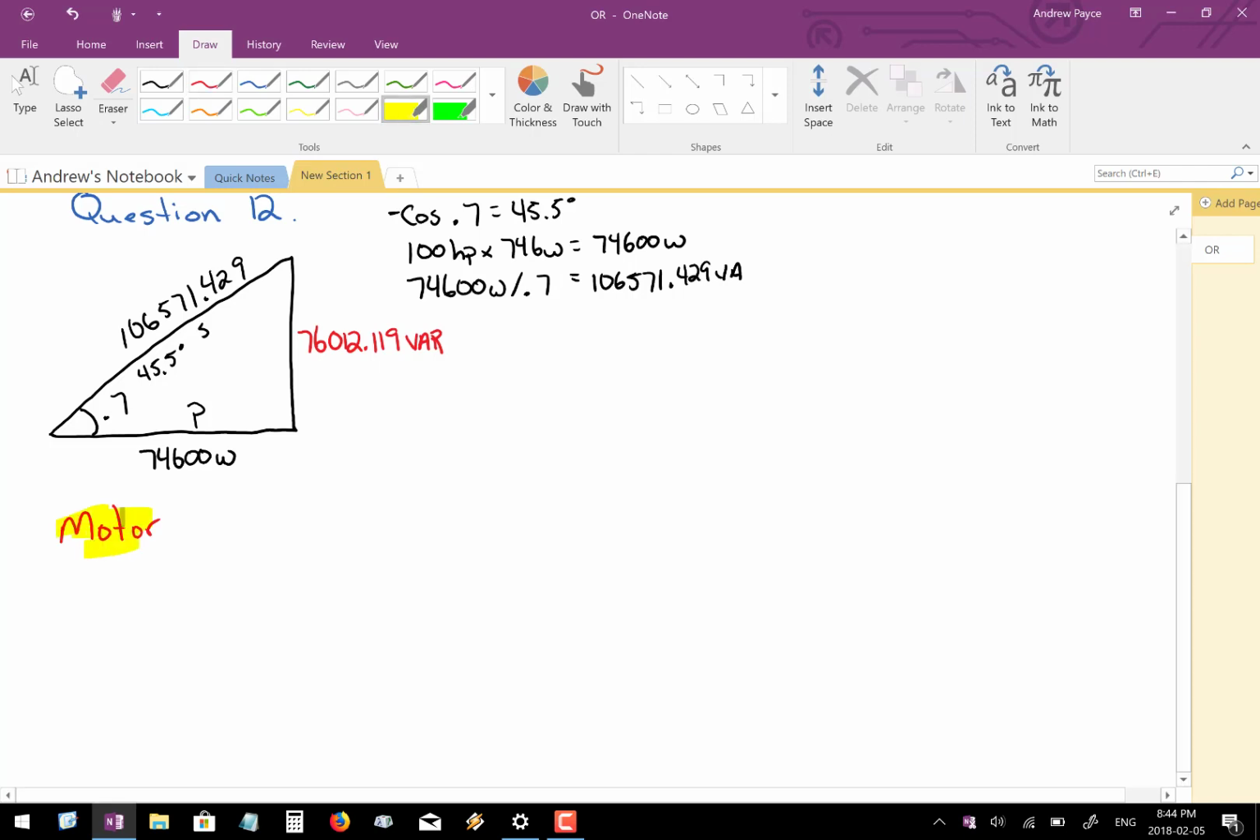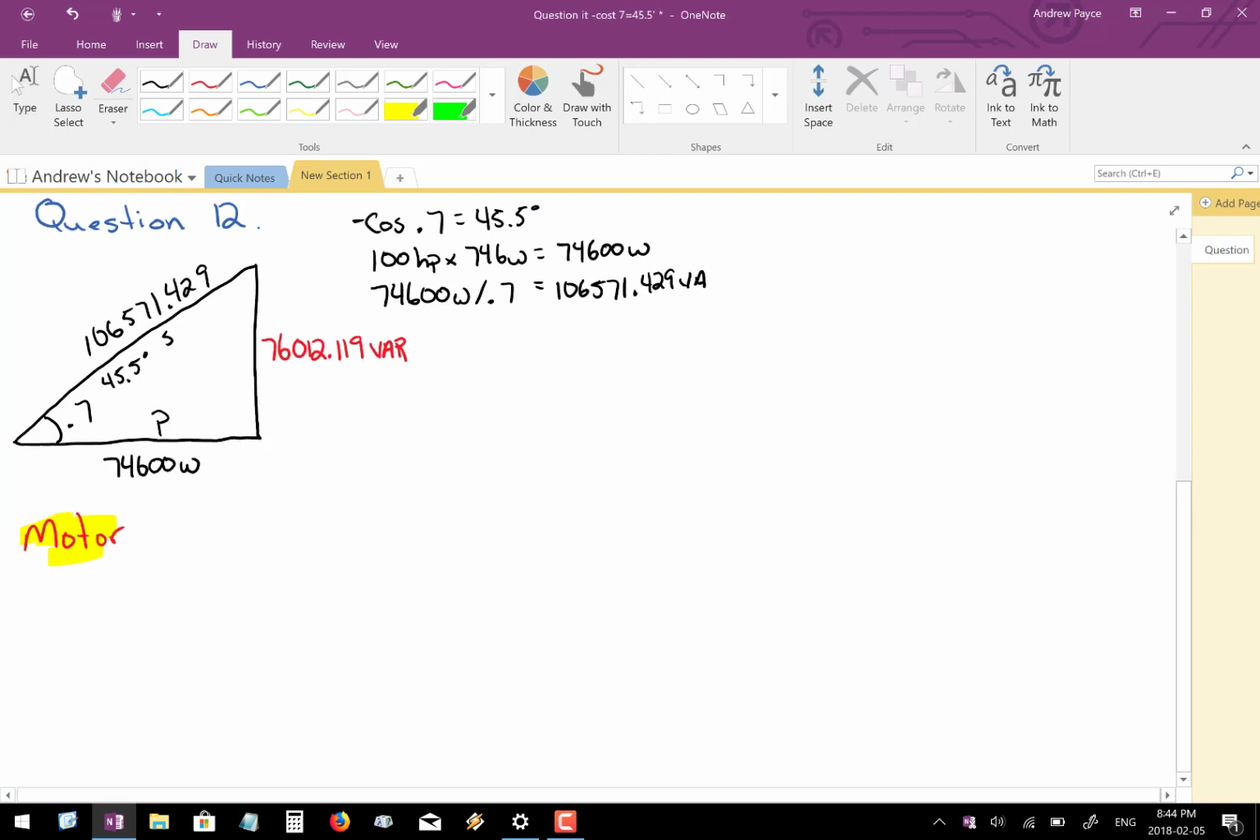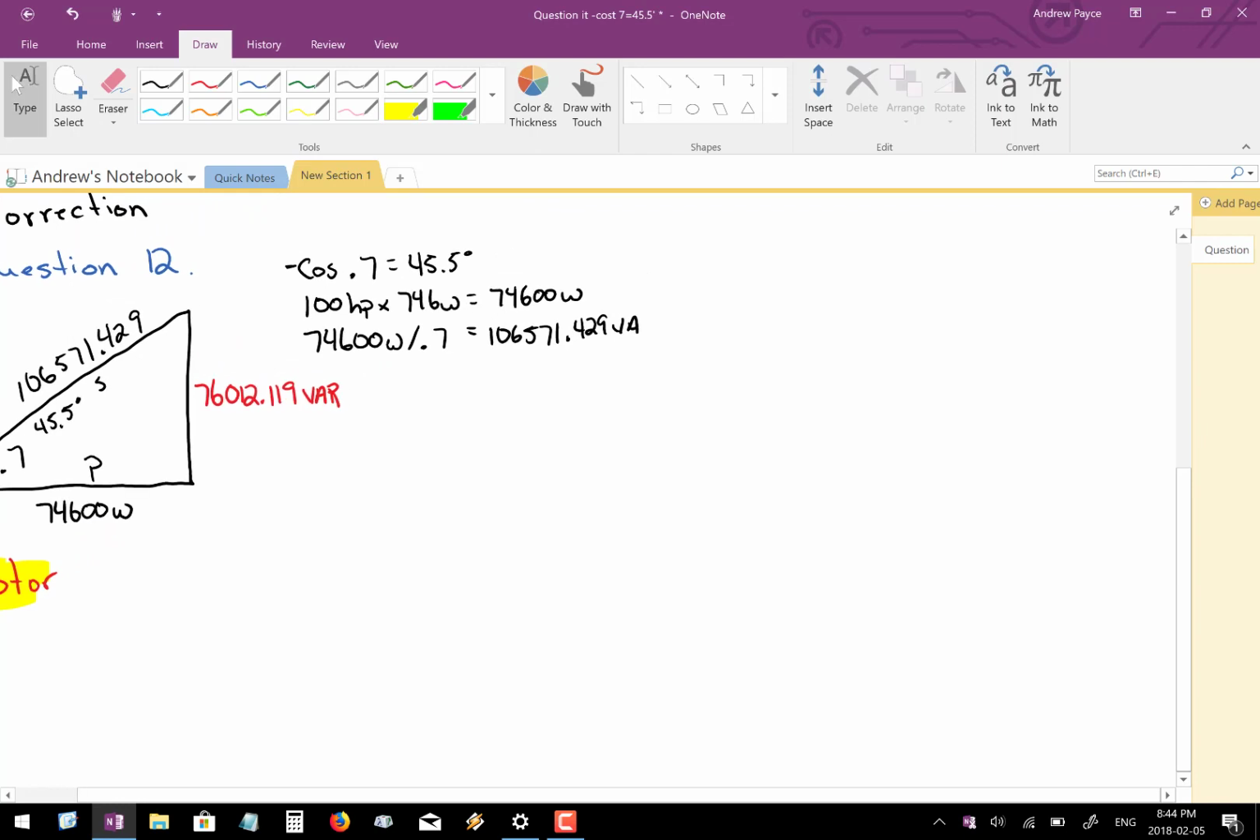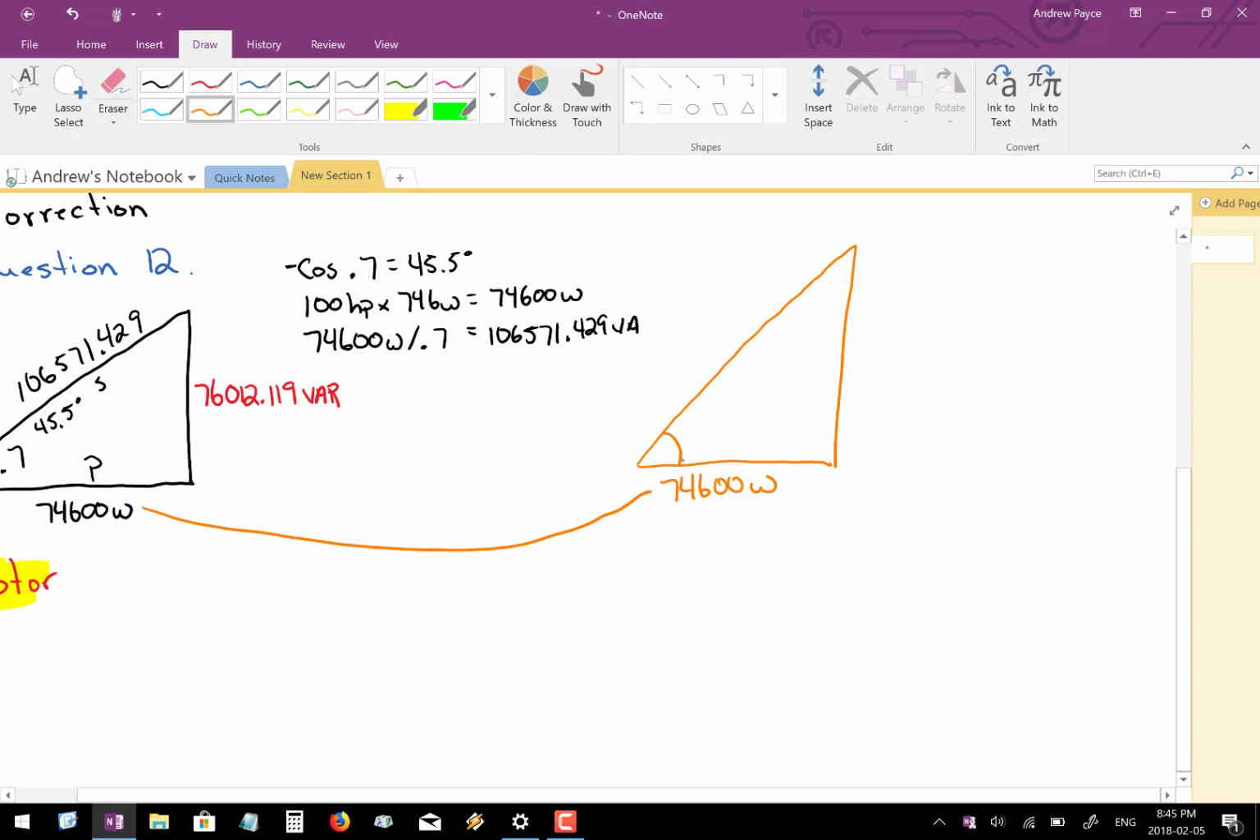Okay, motor. Come over to get myself a little more space here. Now I'll draw a new circuit triangle. I can bring my watts across. New power factor. They gave me a new power factor of 0.95. You should be able to once again use inverse cos to change that to an angle.